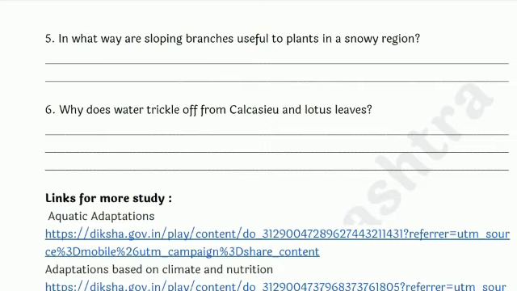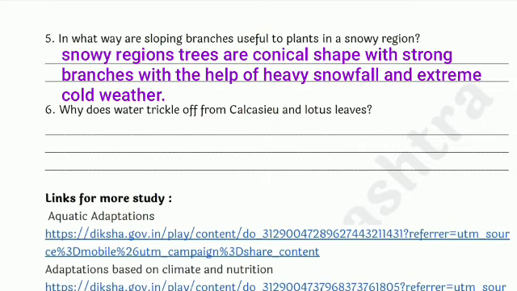Next, fifth question. In what way are sloping branches useful to plants in snowy regions? This is the answer: snowy region trees are conical in shape with strong branches, which help them withstand heavy snowfall and extreme cold.